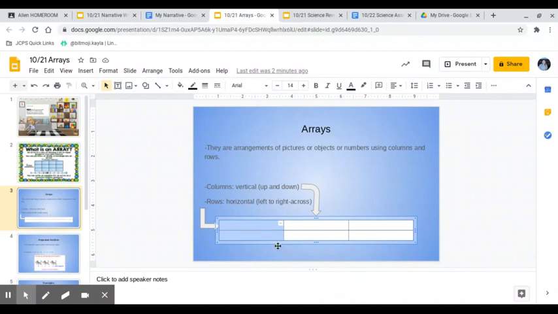So if you just were to look at this one right here, you would see that this is a column. There's two rows in our column. So your rows are what go across. Your rows are going to look like this. This is a row. So there's 3 in each row. That's a row. And then remember, your columns are up and down. So it's just a picture or an arrangement of pictures or objects or numbers in columns and rows to help you show your equations when you are doing repeated addition.